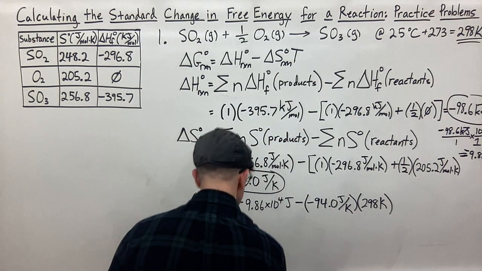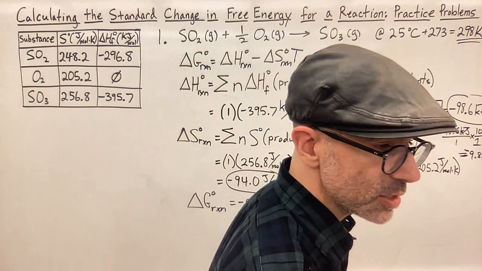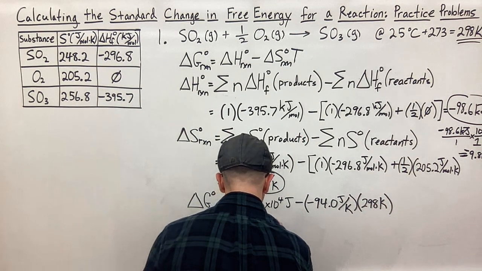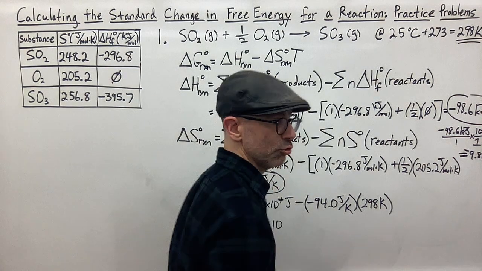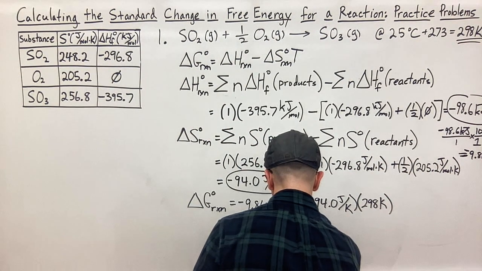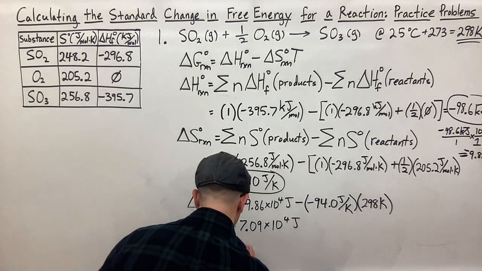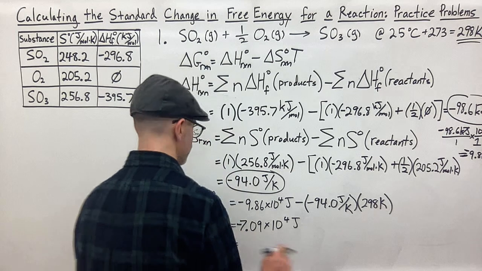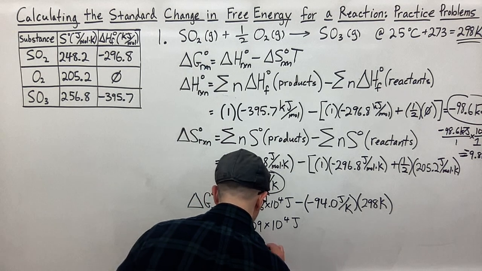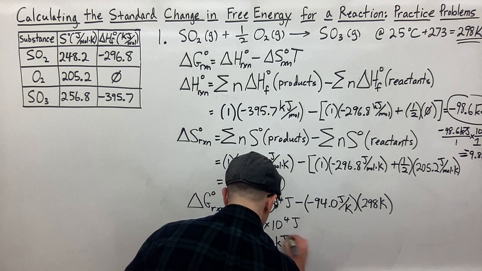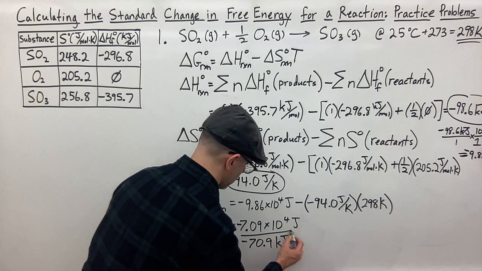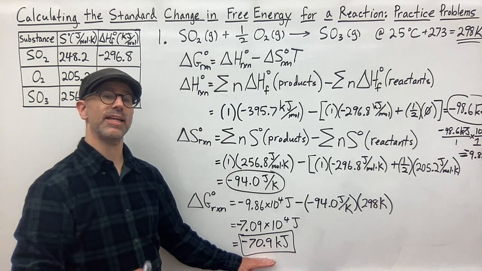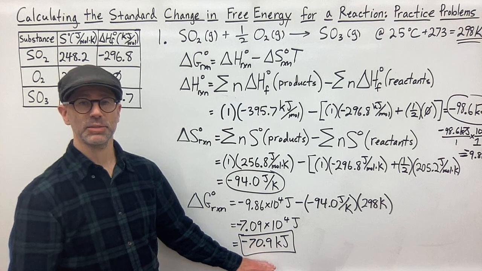Oh, hold on a second. What was my calculation? 7.09 times 10 to the 4th joules, or if I convert that to kilojoules, oh, I'm sorry, that's negative. I got a negative 7.09 times 10 to the 4th, and that's going to be negative 70.9 kilojoules for my standard free energy change for the reaction. So it's negative, which means that this reaction is spontaneous.